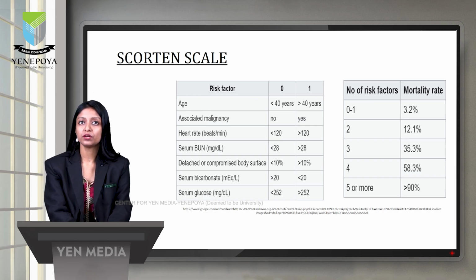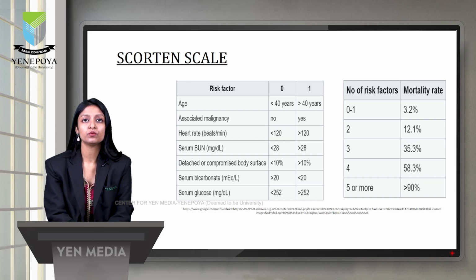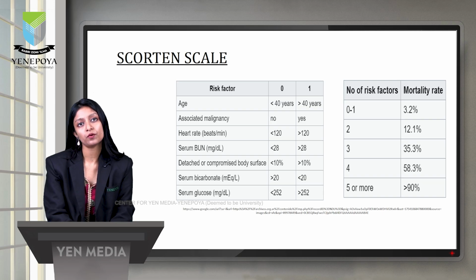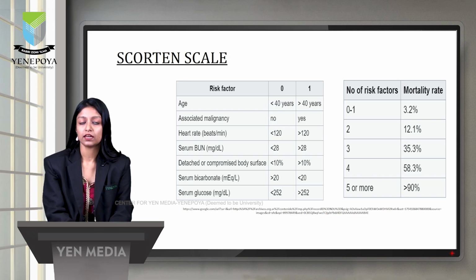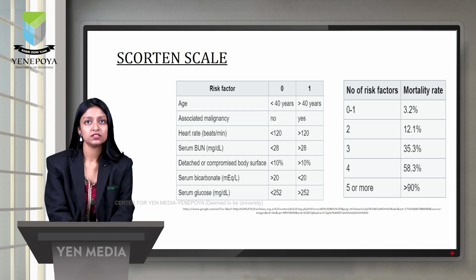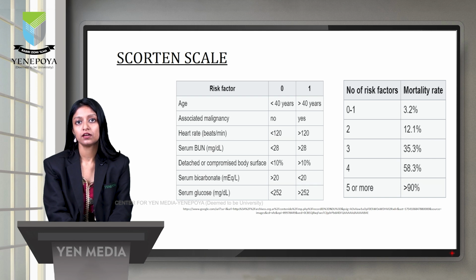Then serum blood urea nitrogen, if it is less than 28, we score it as 0. More than 28, we score it as 1. Next, there is detached or compromised body surface. Again, less than 10%, 0. Greater than 10%, as we already discussed, it is the starting of SJS, so we score it as 1.